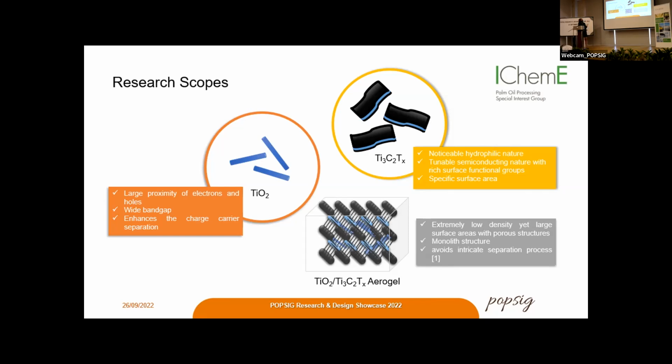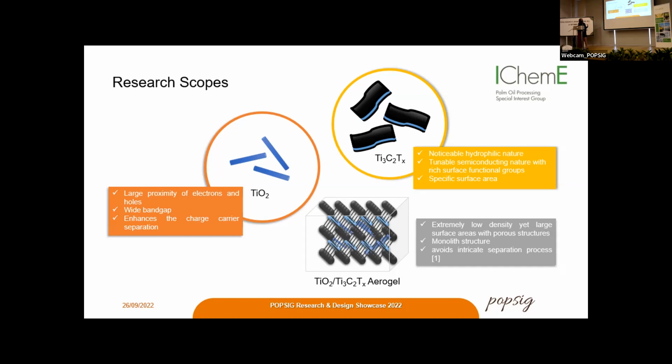So why we select titanium dioxide is that it possesses long-lived electrons and holes, and it has a wide band gap. And for Ti3C2Tx, it will have a tunable semiconducting nature with rich surface functional groups. So by combining these two nanomaterials, it can enhance the charge carrier separation.